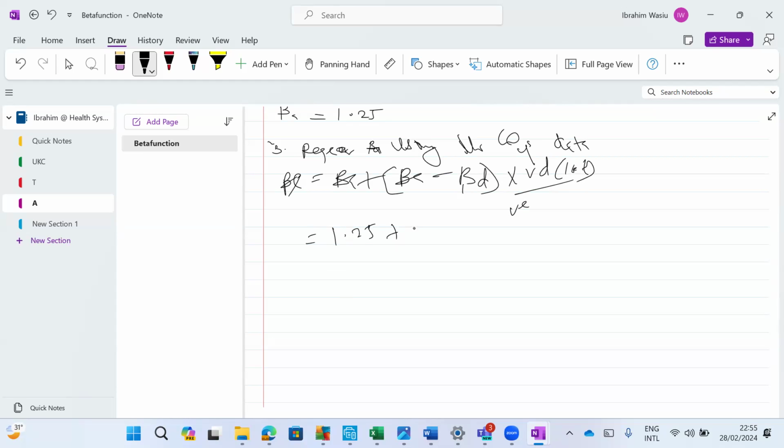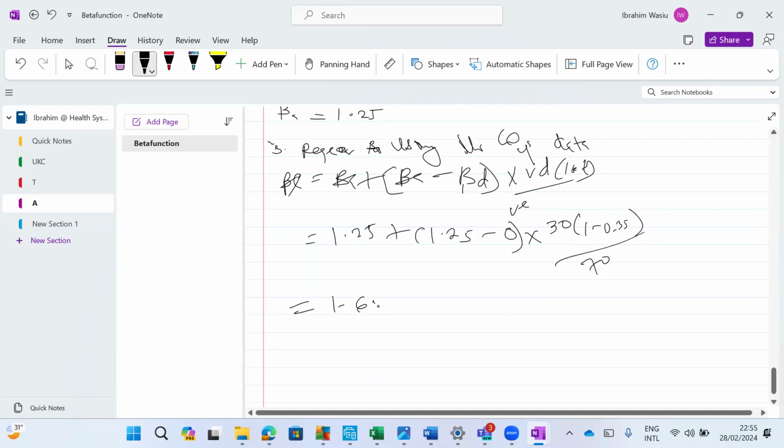1.25 plus 1.25 minus 0, times 30 into 1 minus 0, over 1 minus 0.35 times 35 over 70. So this should give us 1.65.